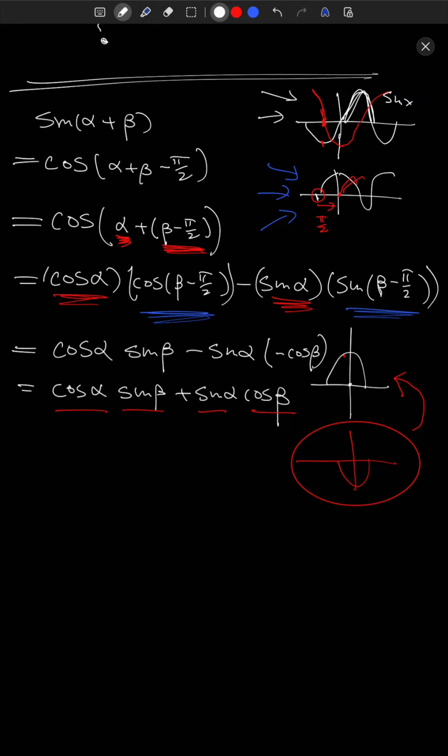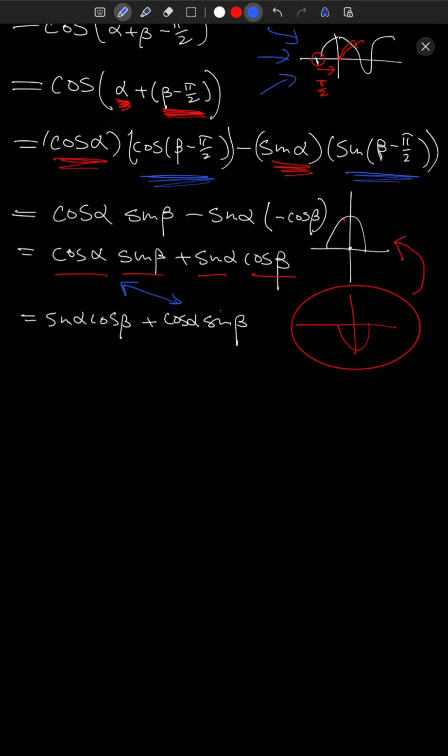If you do look in a book, the way the book writes it is sine of alpha cosine of beta plus cosine of alpha sine of beta. But of course, this is literally the same thing, except they've written it so that these two guys go first.